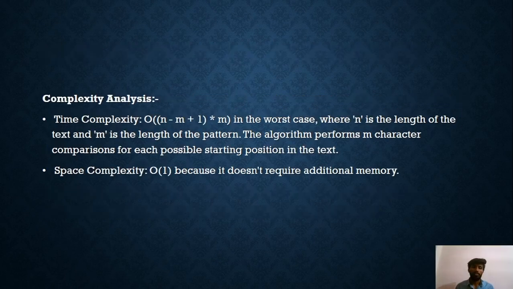Next, complexity analysis of the naive string matching algorithm. For time complexity, we have big O of (n minus m plus 1) times m in the worst case, where n is the length of the text and m is the length of the pattern. The algorithm performs m character comparisons for each possible starting position in the text. Space complexity is big O of 1 because it doesn't require additional memory.